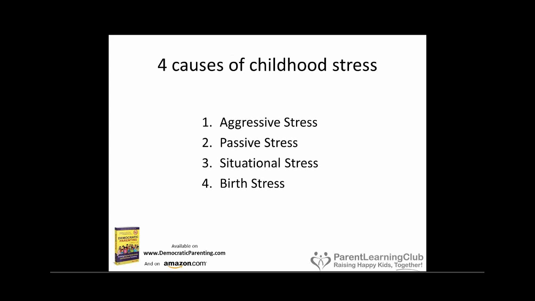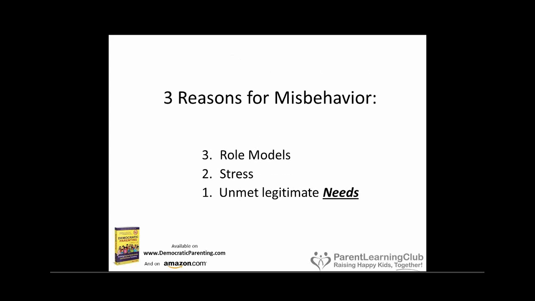And then birth stress, okay, this is like any type of birth trauma caused during birth or shortly after birth or during pregnancy. These types of things can also affect a child's behavior. So these are the 4 causes of childhood stress. And stress, again, is one of the 3 main reasons for any type of child behavior.